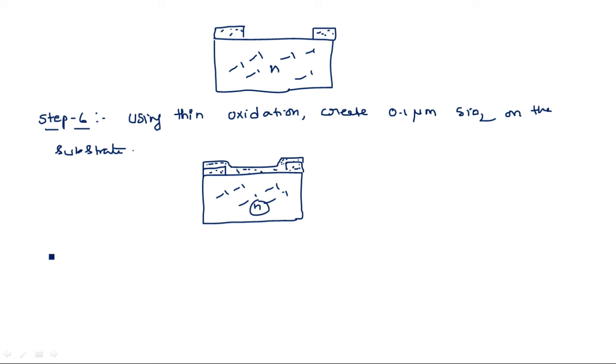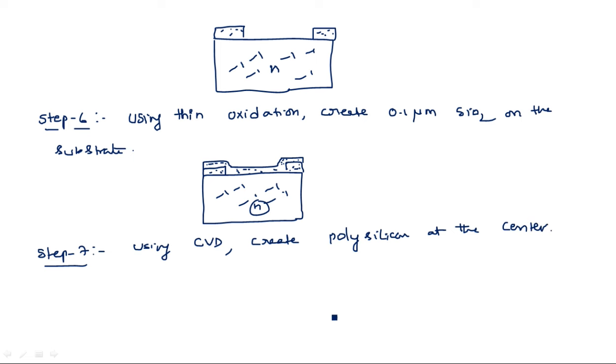Now again, step 7, using the CVD technique, chemical vapor deposition, deposit polysilicon at the center, nothing but at the gate. So taking the same structure again, here we have an oxide layer, here we have an oxide layer, and here an oxide layer with polysilicon at the center.